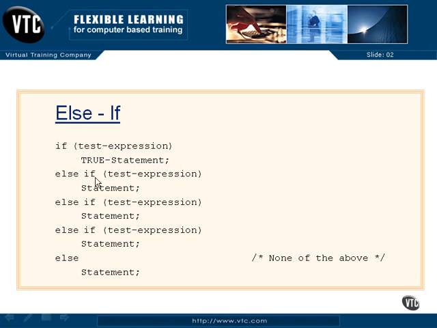Well, now we have another if. Here's the else-if. If this test expression is true, we do this statement. Else, if this one is true, we do that statement. Else, if this one is true, we do this statement. And then if none of these test expressions up through here are true, we'll wind up doing this none of the above here at the bottom.